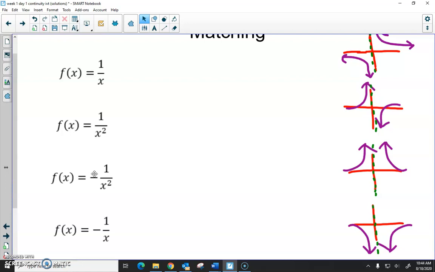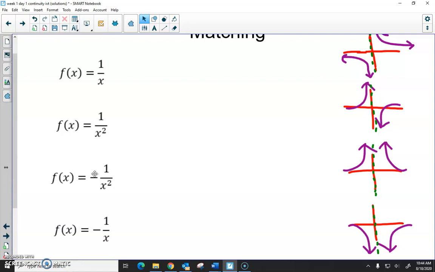They all have a vertical asymptote at 0, and that's because in all these cases, if you plugged in a 0 for x, you'd have a denominator of 0, so it's undefined. So in this case, they're all vertical asymptotes. Well, what's happening on either side of the asymptotes?